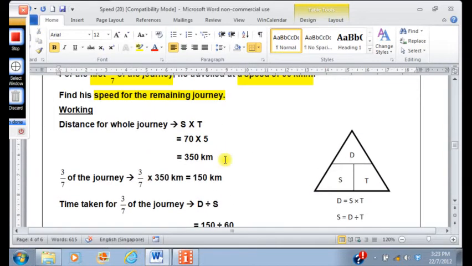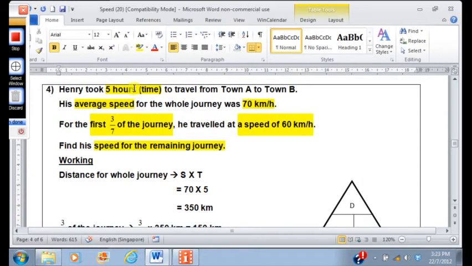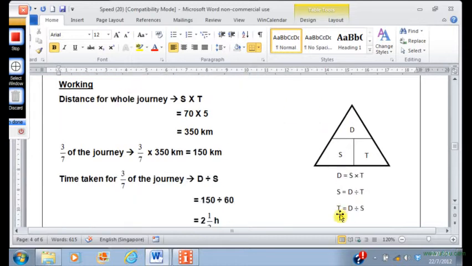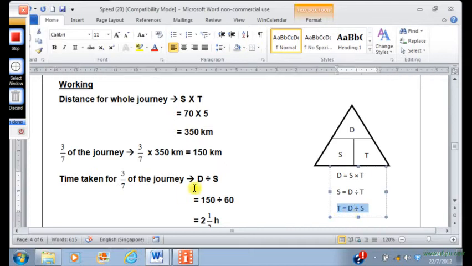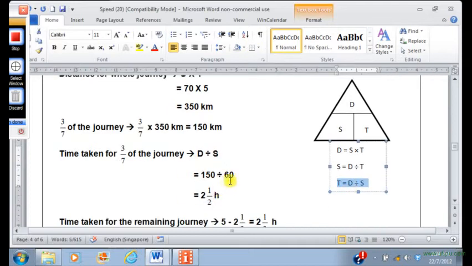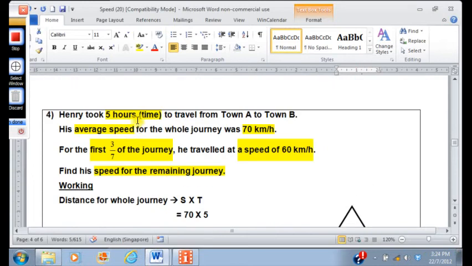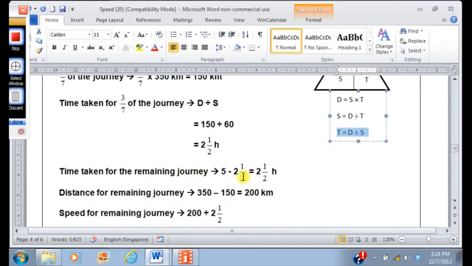Step by step, I'll go through again. First you find the distance for the whole journey using the speed here and the time here, 350 kilometers. First 3/7 of the journey, there will be 3/7 times 350, 150 kilometers. He traveled at a speed of 60 kilometers per hour. You can go and find the time using the distance divided by speed, which is 150 divided by 60. That will give you 2.5 hours. So the time taken for the remaining journey will be, the total time here is 5 hours, minus away 2.5 hours, you get 2.5 hours.